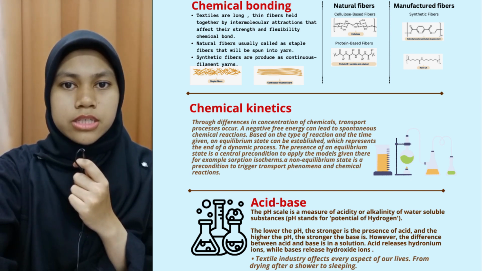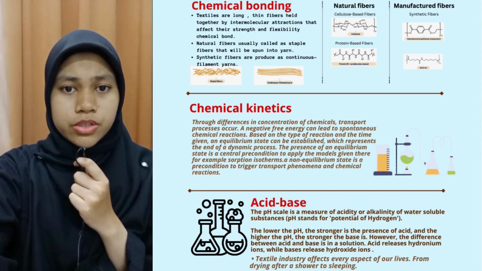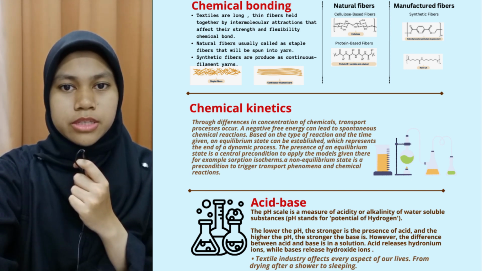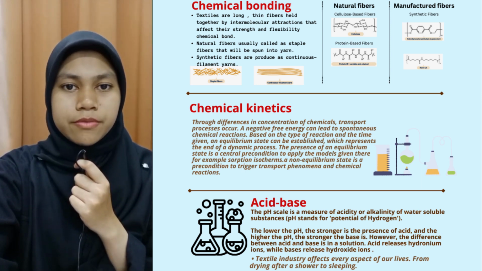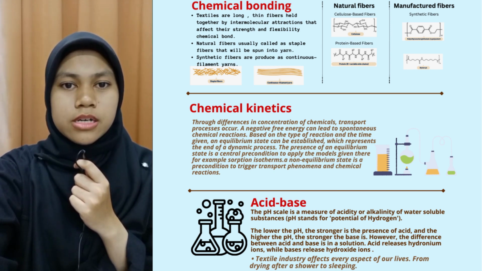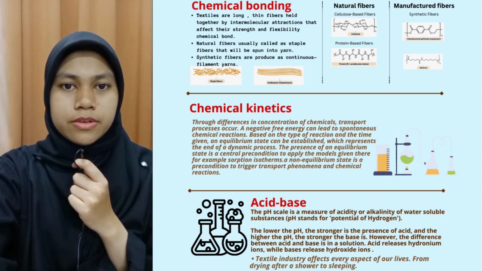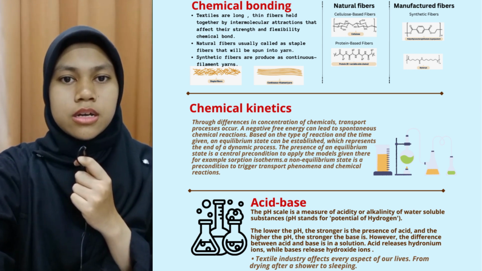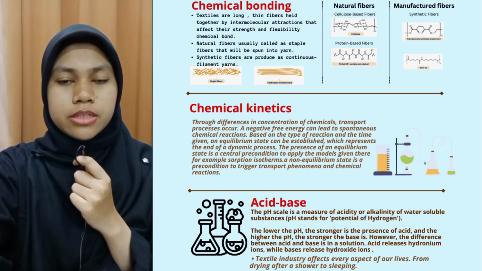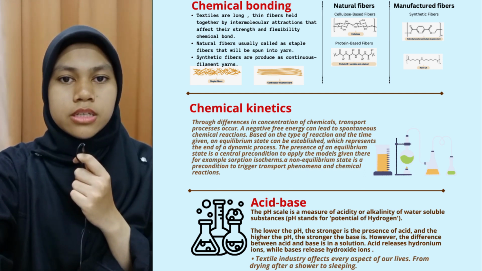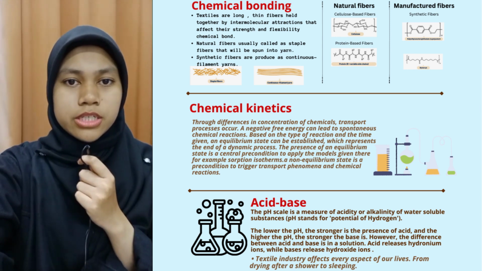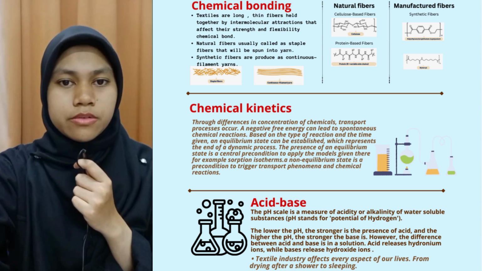Through differences in concentration of chemicals, transport processes occur. Negative free energy can lead to spontaneous chemical reactions. Based on the type of reaction and the time given, an equilibrium state can be established, which represents the end of a dynamic process. The presence of an equilibrium state is a central precondition to apply the models given there, for example, sorption isotherms. This chapter describes that the presence of a non-equilibrium state is a precondition to trigger transport phenomena and chemical reactions.